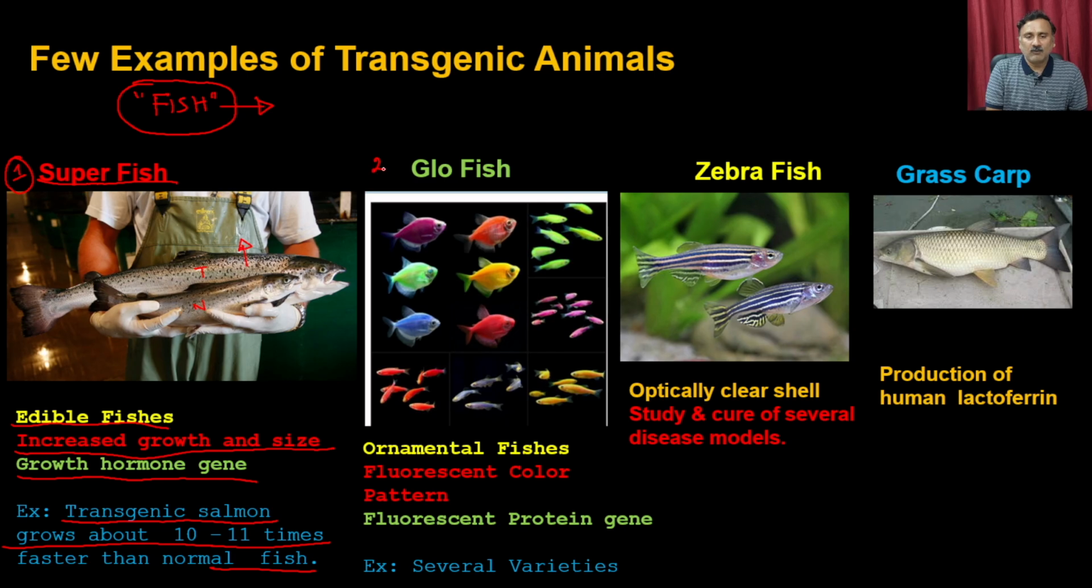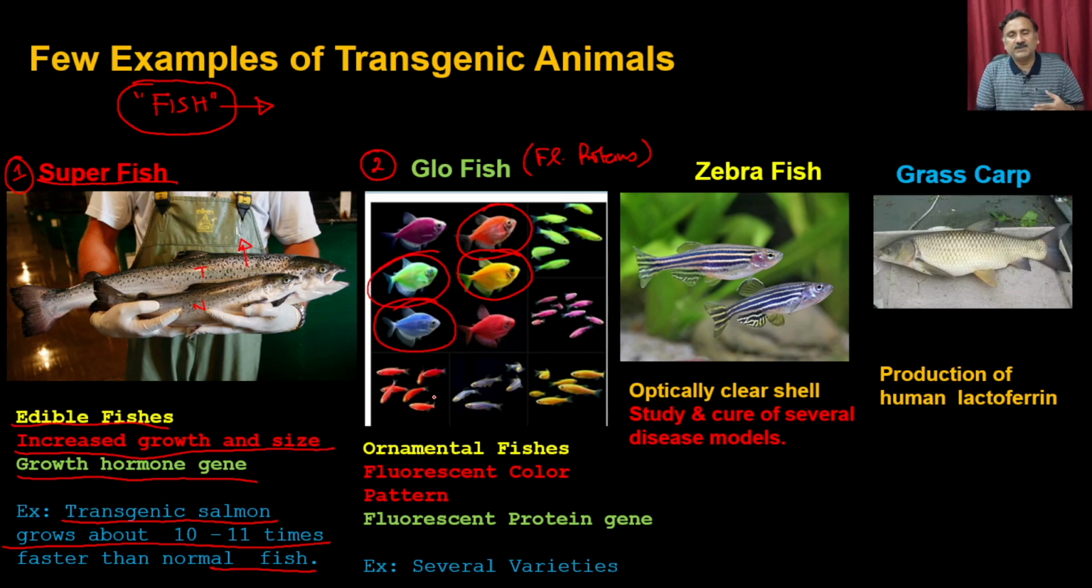Then the second is glow fishes. Glow fishes are transgenic fishes where you are expressing fluorescent proteins, and different types of fluorescent protein, like the green fluorescent protein, cyan fluorescent protein, red fluorescent protein, combinations of these proteins and so on. That is why you see these fishes give you fluorescence in the aquarium, and that is why they are of different colors, right. You can have the yellow or golden color, you can have the red color, the blue color, and the green color.